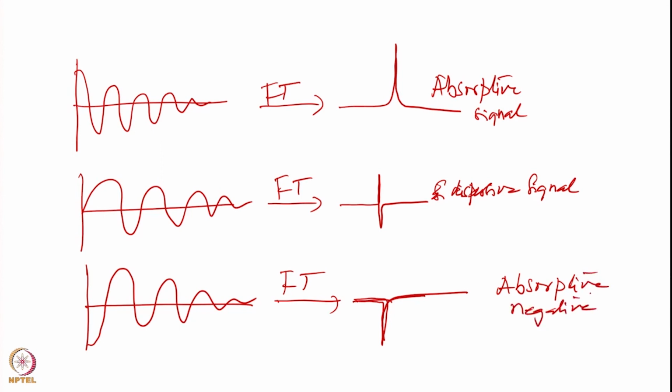And what is dispersive negative? Let me also draw that one here. Dispersive negative will go like this. So if I draw like that, this is dispersive negative.